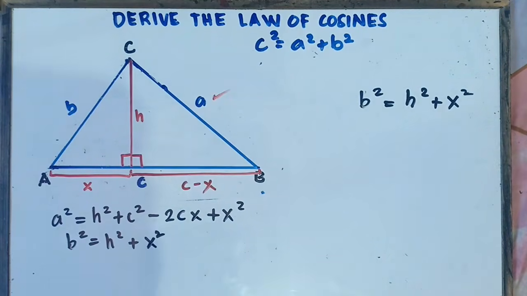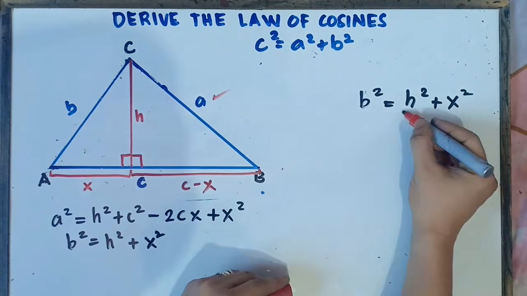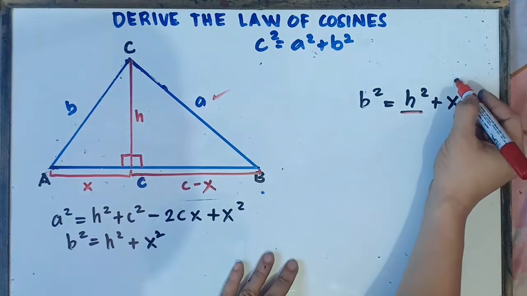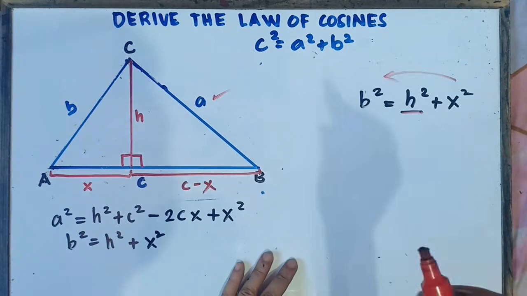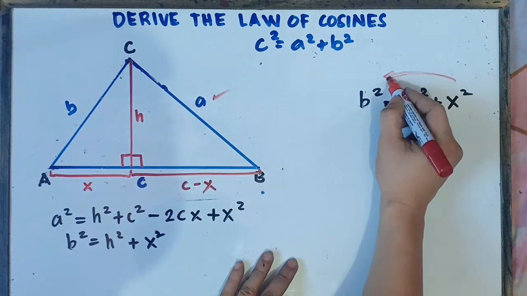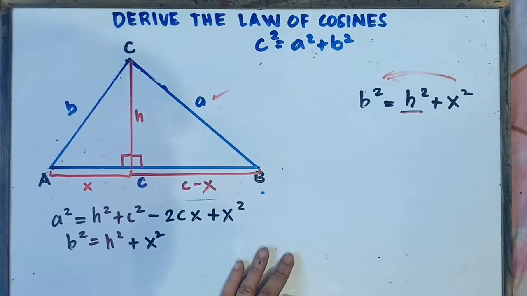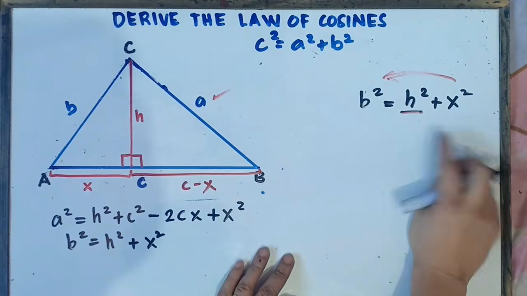Now, if you want to get the value of h squared, this one right here, class, how would you find that value? That's correct. Simply transpose x squared from right to left. Once again, class, simply transpose x squared from right to left. Or you can subtract both sides by x squared.